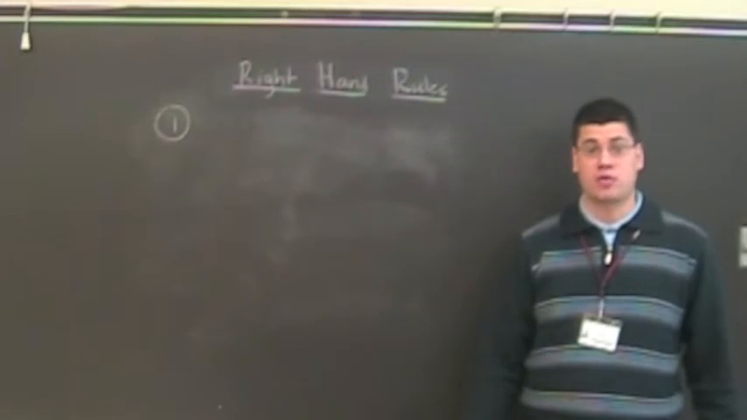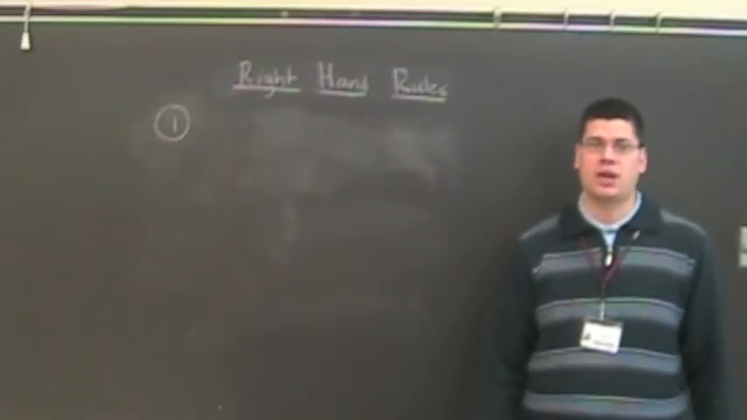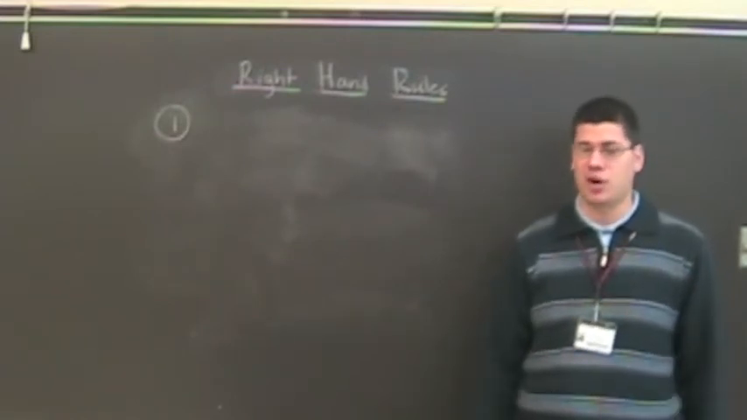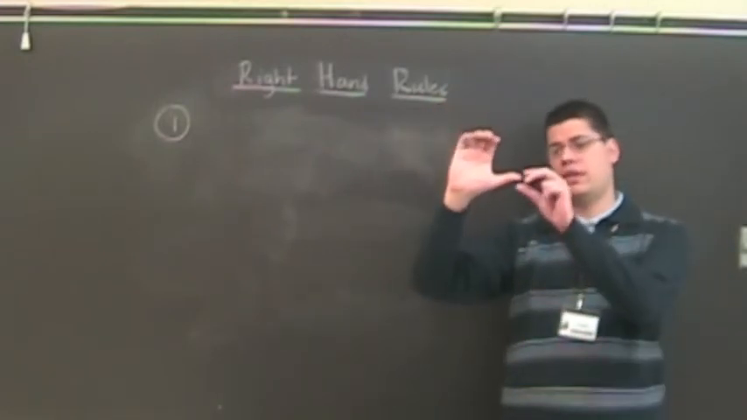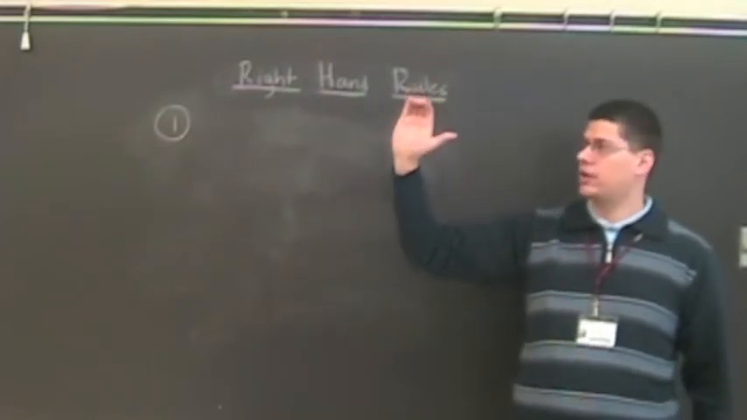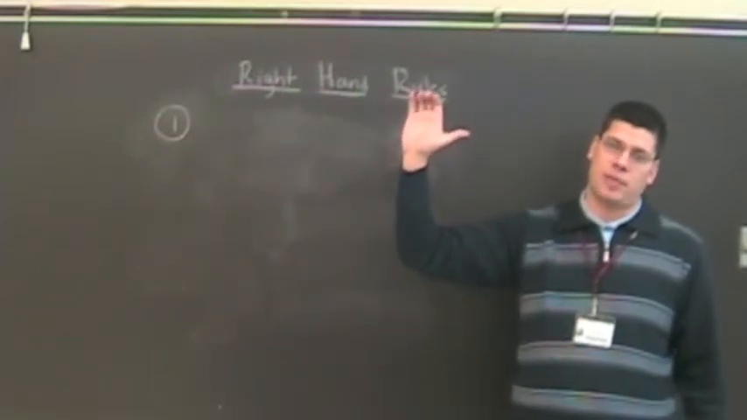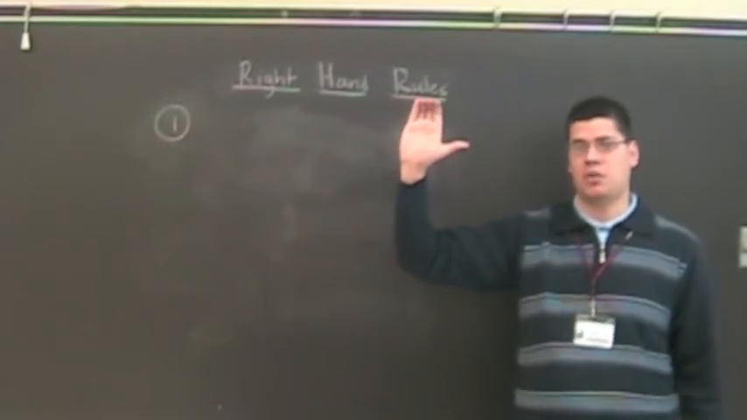So again, important to remember that the only time you use this right-hand rule is when you're trying to figure out direction of magnetic field around a current carrying wire. You must have a current carrying wire. For this rule, the thumb is going to be the direction of current, and our fingers, notice that they're curled, are going to tell us the direction of a magnetic field at any point around that current carrying wire.